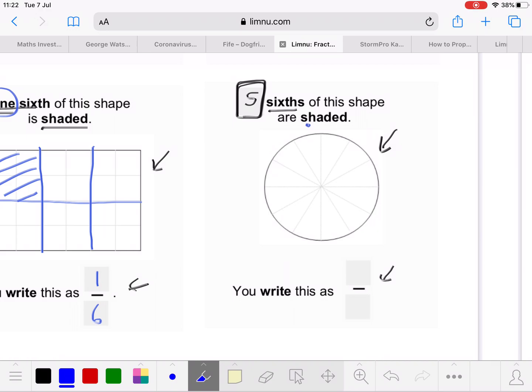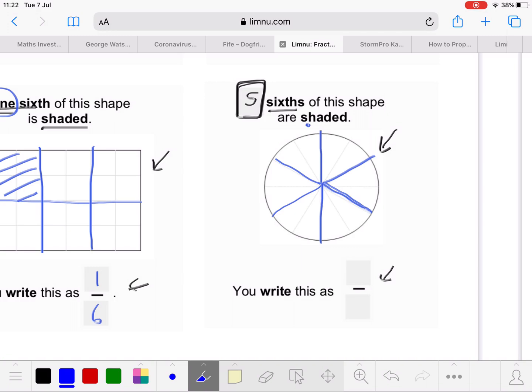In the other shape, it says 5/6 are shaded. We need to make sixths again. A different way to make sixths is to make the thirds. We can draw a line down here, and then we draw a line out that way, and a line out that way. It looks a bit like the Mercedes car symbol, doesn't it? Those are our thirds. And then we can split each of the thirds into 2 pieces to make 6 pieces.